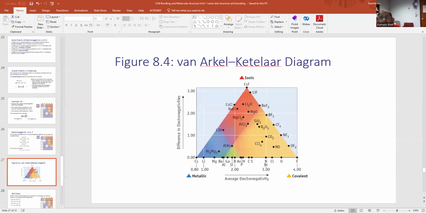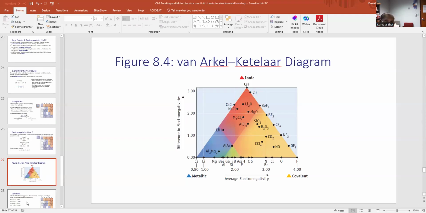And here is another diagram, the Van Arkel-Ketelaar diagram, which shows the polarity and also the nature of the element. The triangle has three vertices. On the top, you have the ionic. To the right, you have the covalent. And to the left, we have the metallic. And you can see the difference in electronegativity. If you follow the chart, you can find where each block gives you the average electronegativity and the nature of the element.